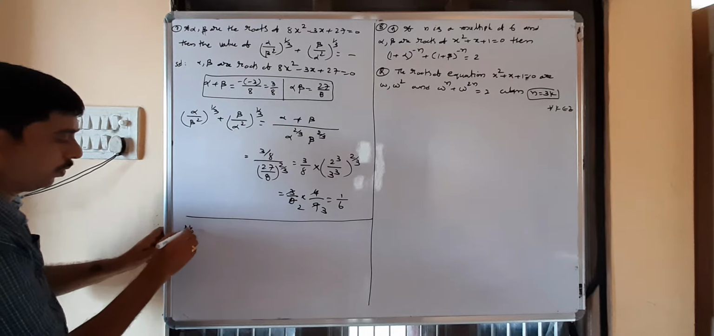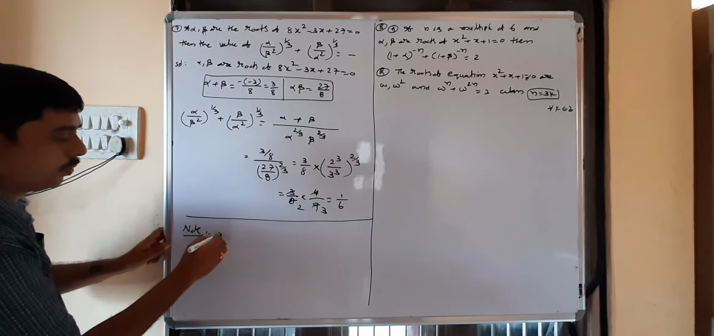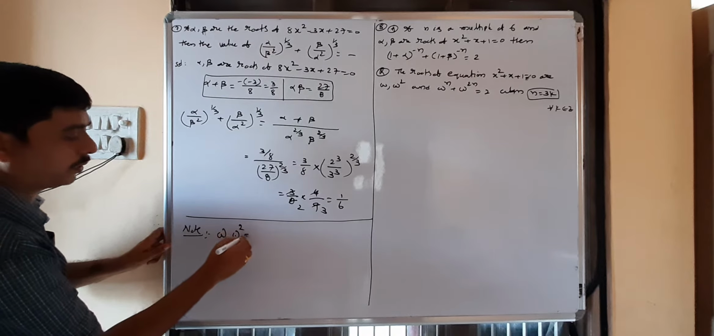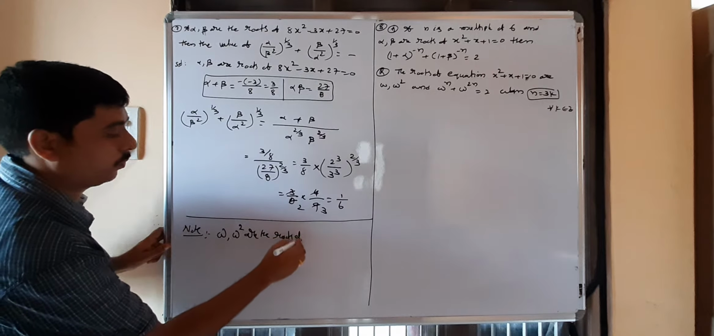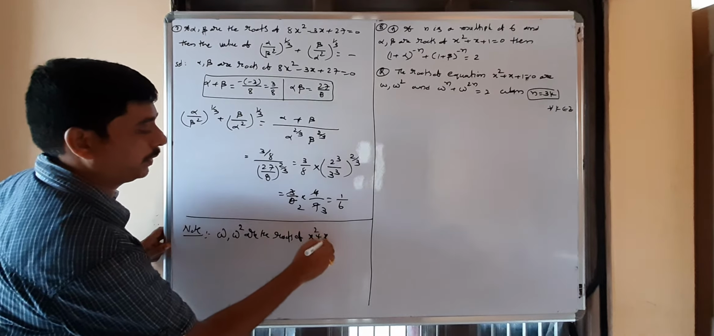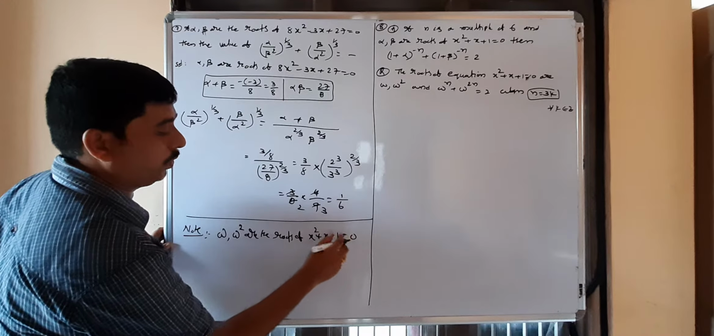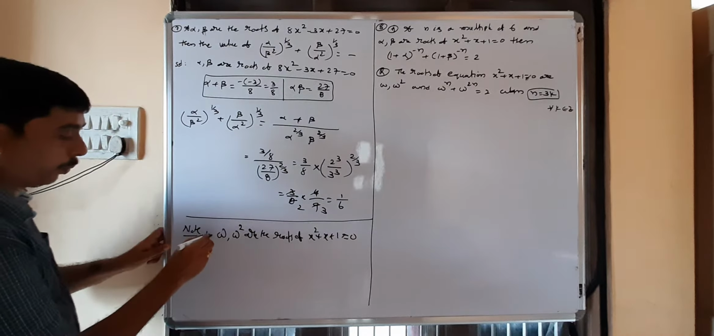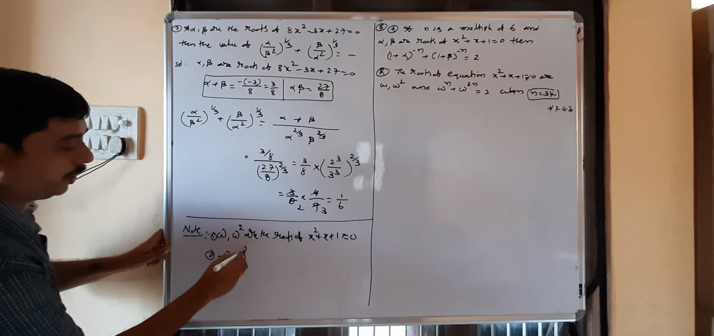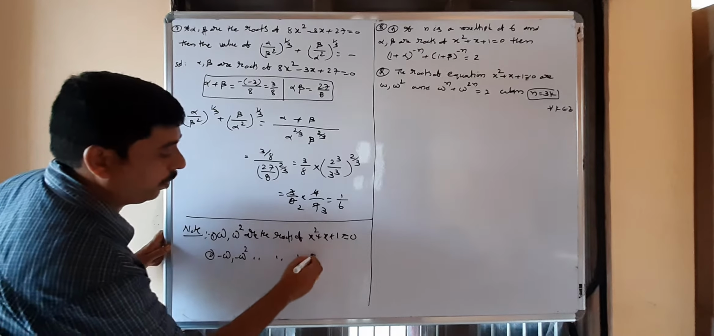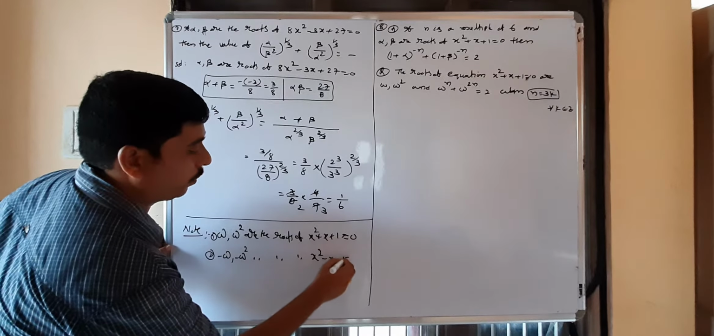Note: omega comma omega square are the roots of x square plus x plus 1 equal to 0. This, already a proof I gave, is the first point. Second point: minus omega comma minus omega square are the roots of x square minus x plus 1 equal to 0.